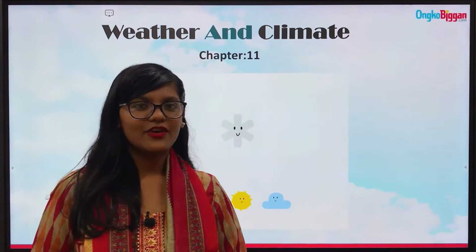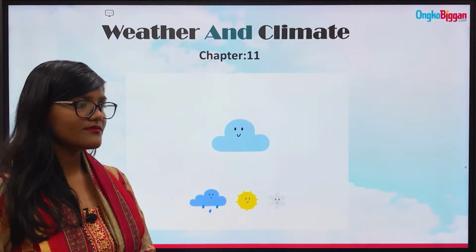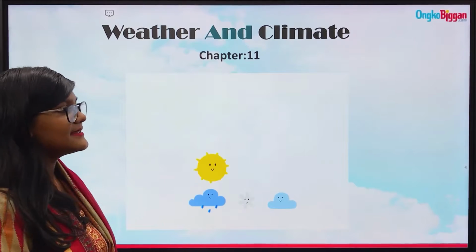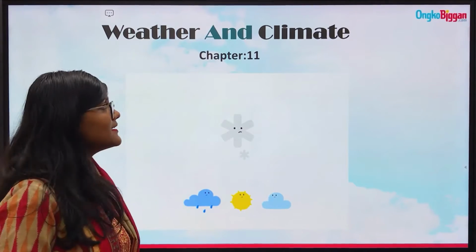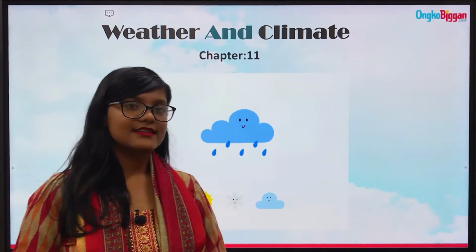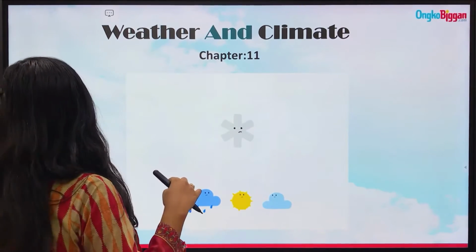So today we will talk about the 11th chapter of our textbook, and the name of the chapter is Weather and Climate. So in the name of the chapter we have two terms, weather and climate. In this chapter we are going to see what the difference is between weather and climate, what weather is and what climate is separately, and the terms and other factors that are related to weather and climate. So let's get started.